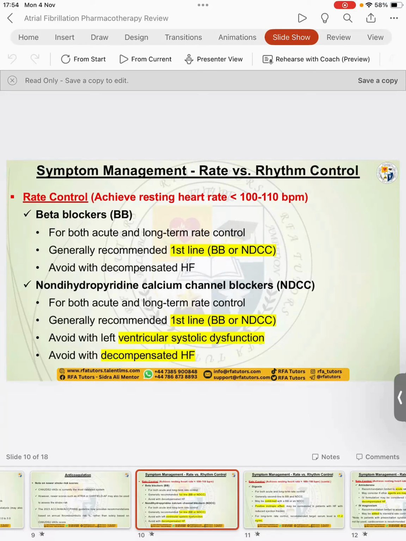With regards to non-dihydropyridine calcium channel blockers, like beta blockers, they can be used for acute and long-term rate control to reduce the risk of stroke by controlling the abnormal rate of contraction, which, rather than sending blood from atria to ventricle, increases the risk of clots dislodging from the atria to the systemic circulation. Calcium channel blockers are also contraindicated, and we should avoid giving them when the patient has ventricular systolic dysfunction and decompensated heart failure.